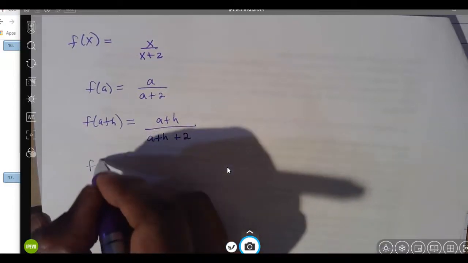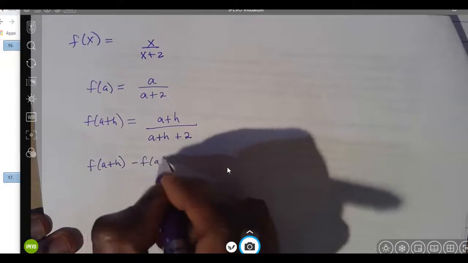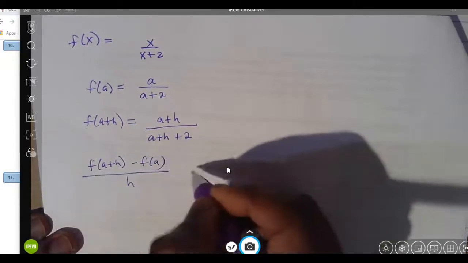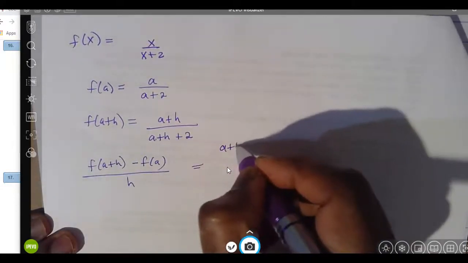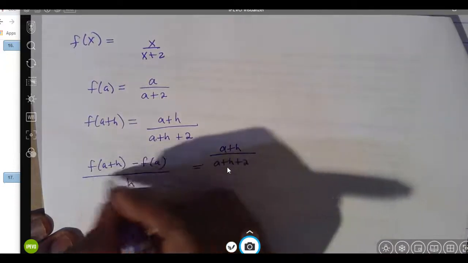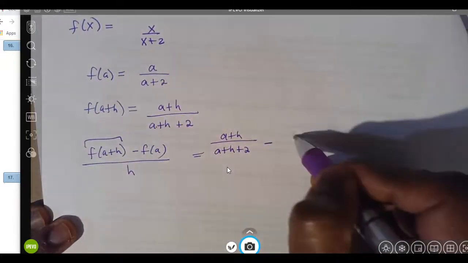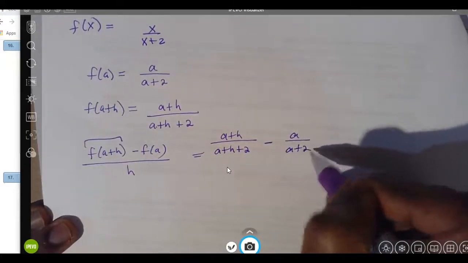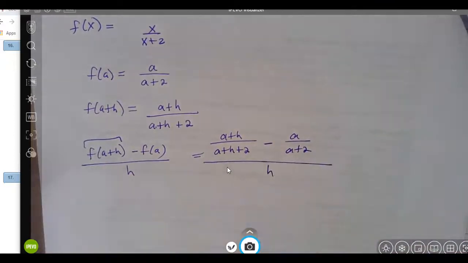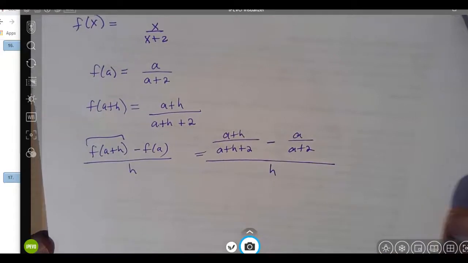So when we go to do the difference quotient, we have f of a plus h minus f of a all over h. So you have a plus h divided by a plus h plus 2. That's this bit. Minus f of a, which is a over a plus 2, and the whole thing is divided by h.